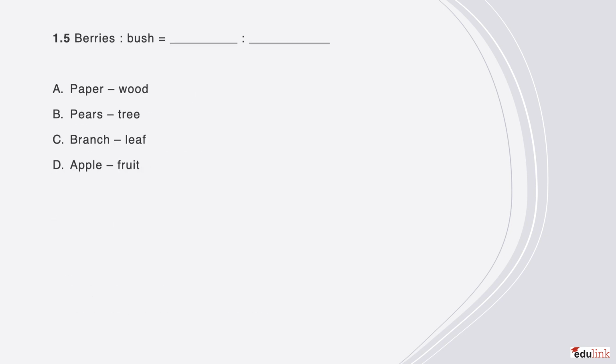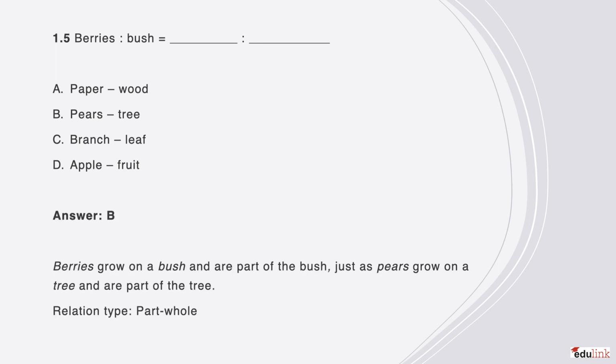We have arrived at the last question of this segment, question 1.5. Berries are to bush as blank is to blank. Feel free to pause again and consider the following options. The correct answer is B. Berries grow on a bush and are thus parts of the bush, just as pears grow on a tree and are likewise part of the tree. The relation type here is thus part whole.